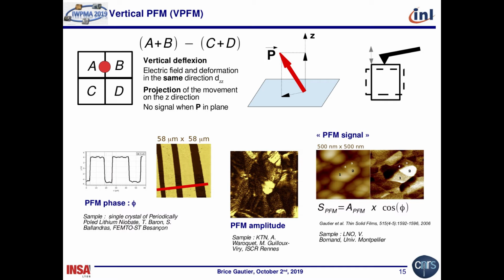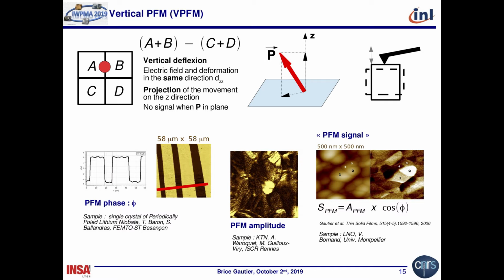Or you can also measure only the amplitude. If you do that, you have no information about the orientation of the polarization in this direction or in this direction. You just measure the vibration. So piezoelectric activity there and null piezoelectric activity there. So this is not binary information, but there is no direct information about the projection of the polarization on either part of the surface there.